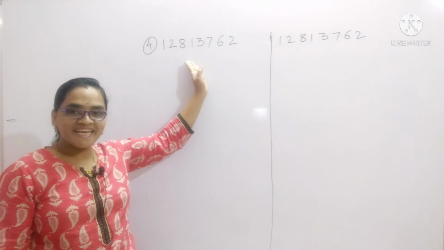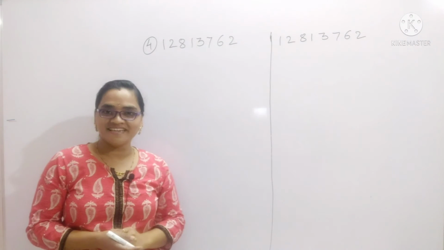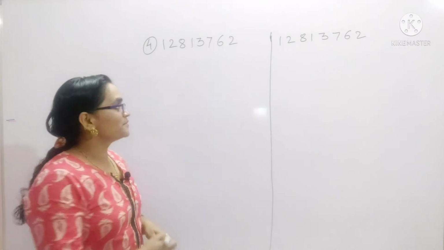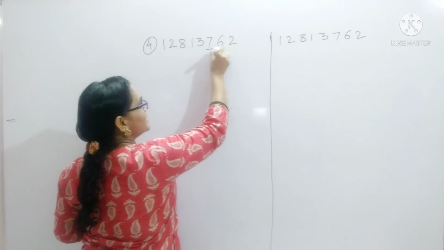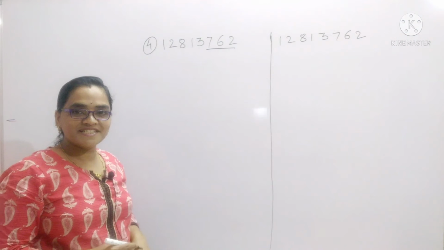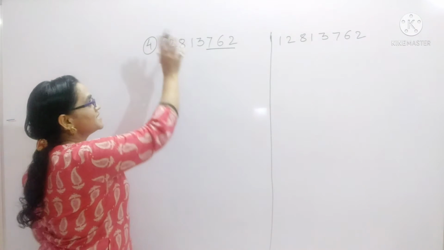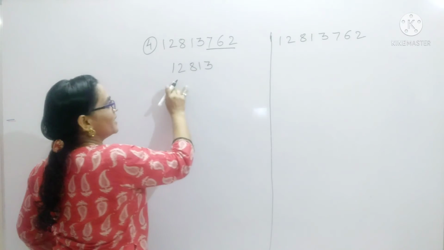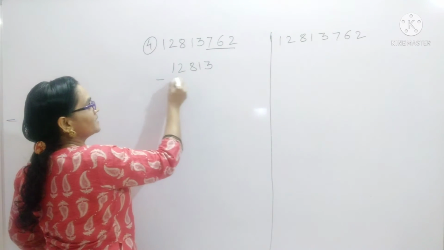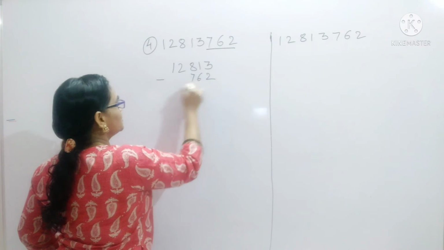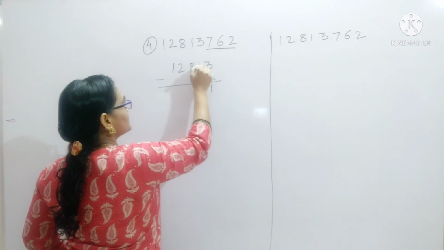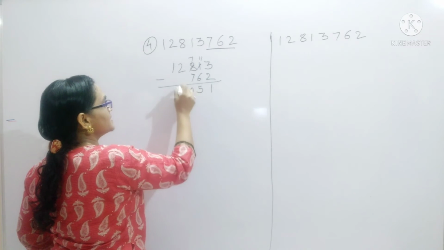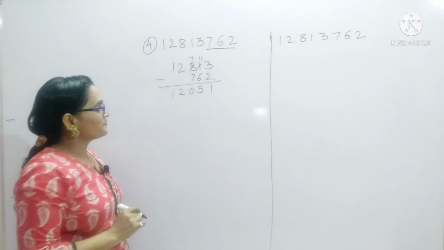The fourth example is 1 crore 28 lakh 13,762. Then we are going to apply the first rule. Check out the last 3 digits. The number found is 762. Subtract 762 from the remaining digits, which is 12,813. Minus 762: 3 minus 2 is 1, 11 minus 6 is 5, 7 minus 7 is 0, 2 and 1.